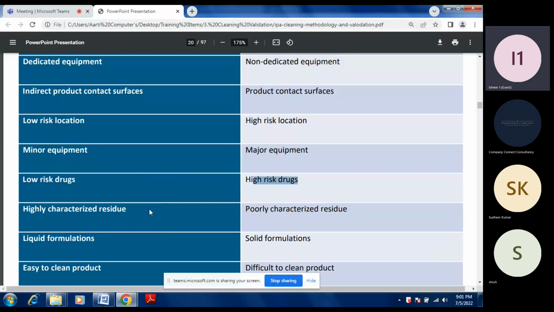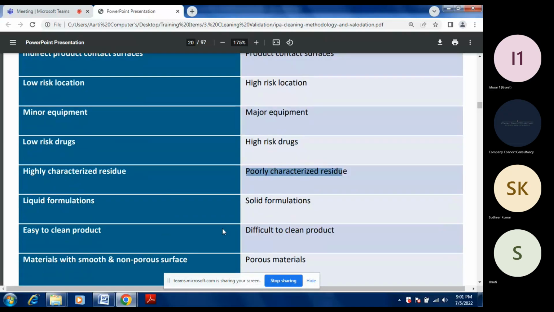Highly characterized residues and poorly characterized residues, and liquid formulations are generally used, and for solid formulations manual cleaning is performed. For easy to clean products we use automated cleaning procedures, and for difficult to clean processes we perform manual cleaning.